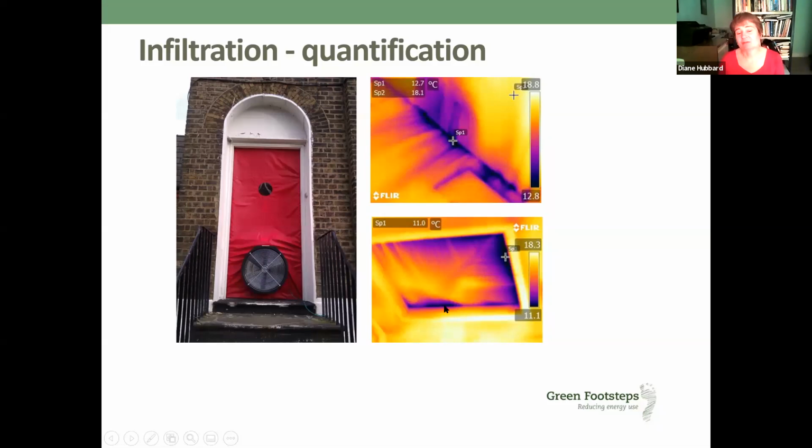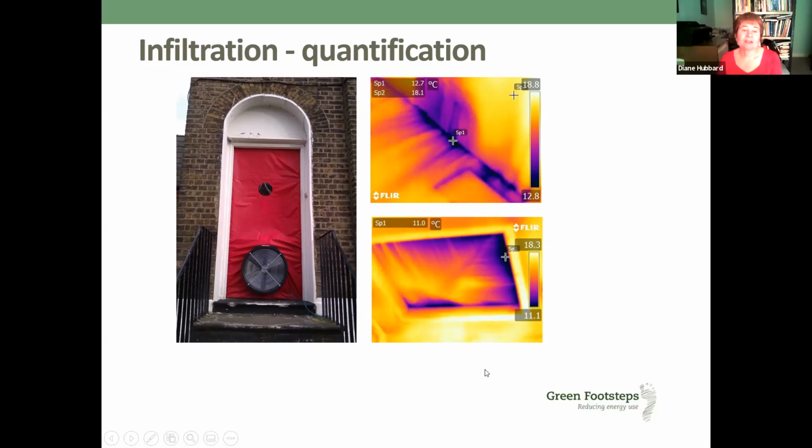In the lower picture, we've got a loft hatch where we're pulling cool air in around the frame. It's a board just sitting in a frame, so it's your standard traditional loft hatch. We're seeing the cold air coming in again as fingers cooling the surface of the loft hatch board.